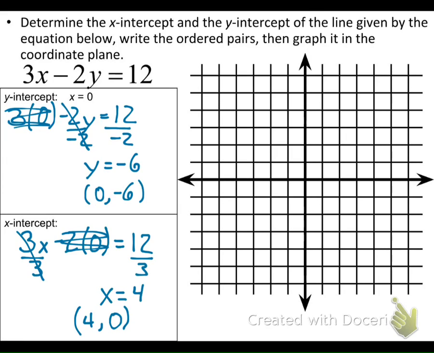So 0, negative 6. I'm going to start at the origin, and I'm not going to go left or right because it's a 0, so I'm going to go down 6. And then for my x-intercept, I'm going to start at the origin and go right 4. Positive 4. And then I'm going to stay right there because it's a 0, so I'm not going to go up or down.